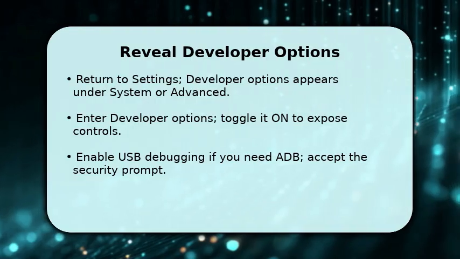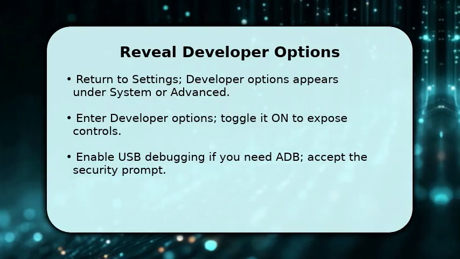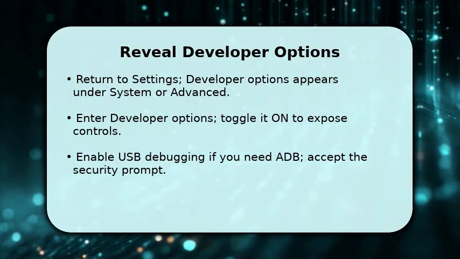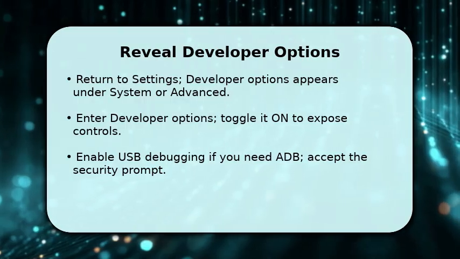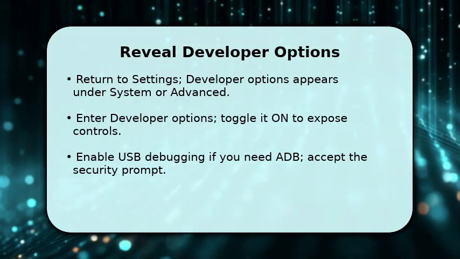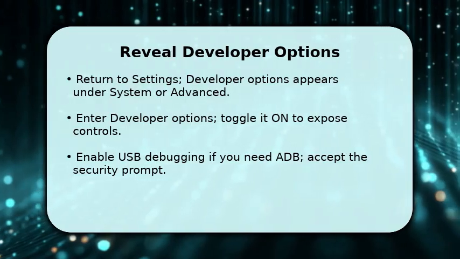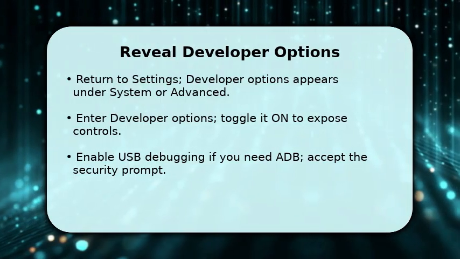You should see a master toggle. Switch Developer Options on to expose the full list. You'll encounter many settings, so enable only what you need. If you require Android Debug Bridge, enable USB debugging and accept the security prompt that warns about granting debug access.